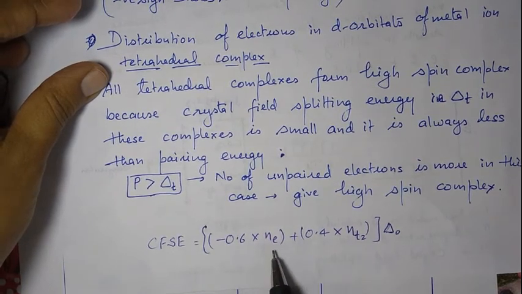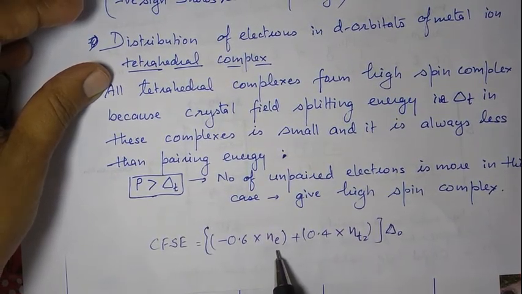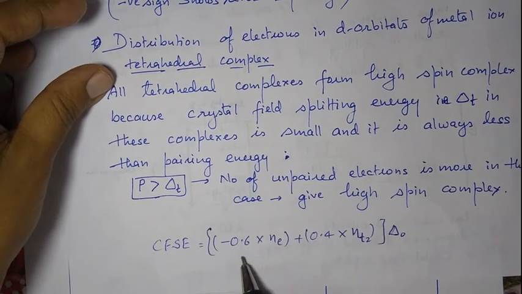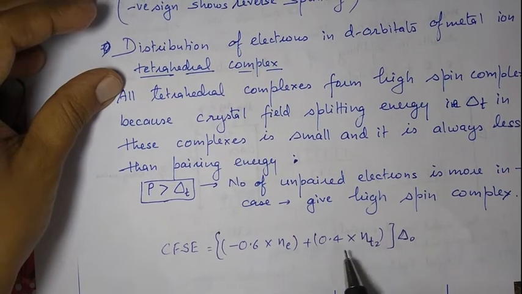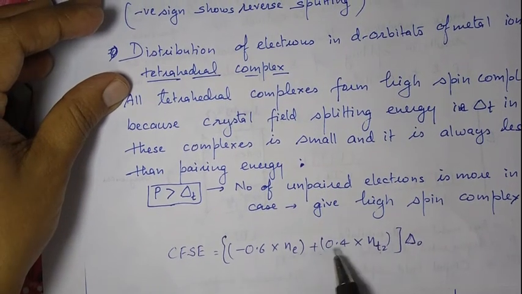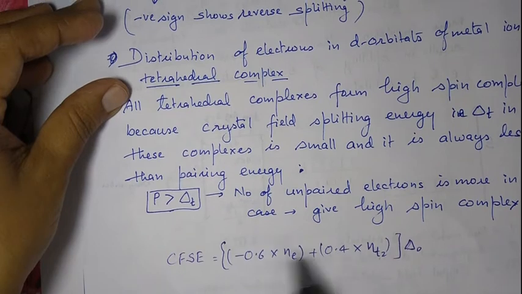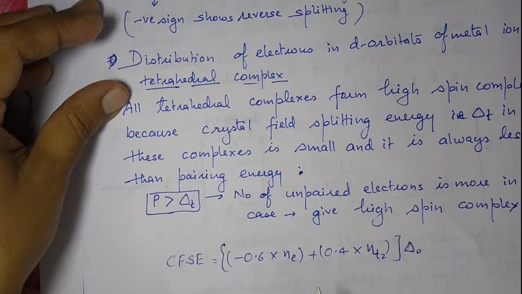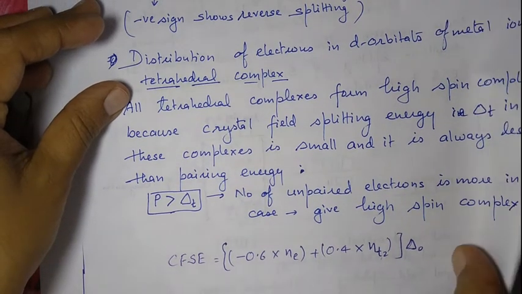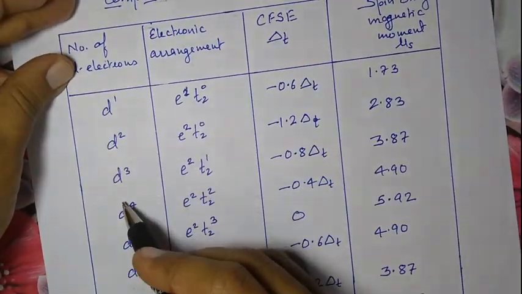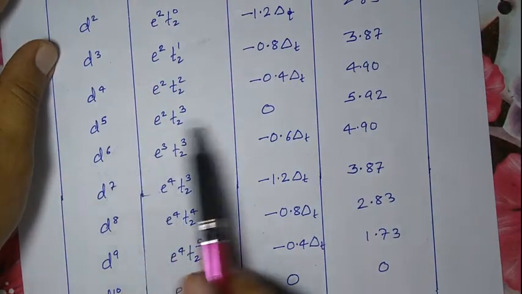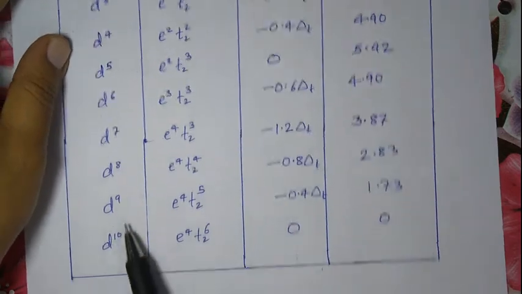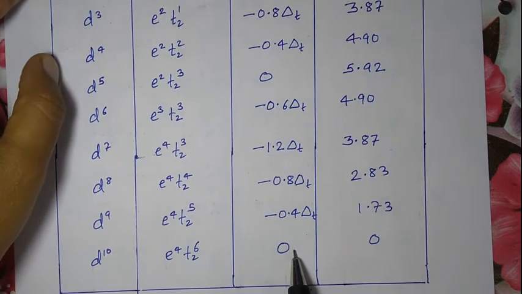Electrons present in the lower level, that is the e orbitals, will cause a lowering of energy by this amount, and electrons present in the t2 orbitals will increase the energy by this amount. This minus sign is due to the lowering of energy. Okay, and you can calculate with this formula. You can calculate the CFSE for each configuration, and it will be 0 in the case of d5, and 0 in the case of d10.